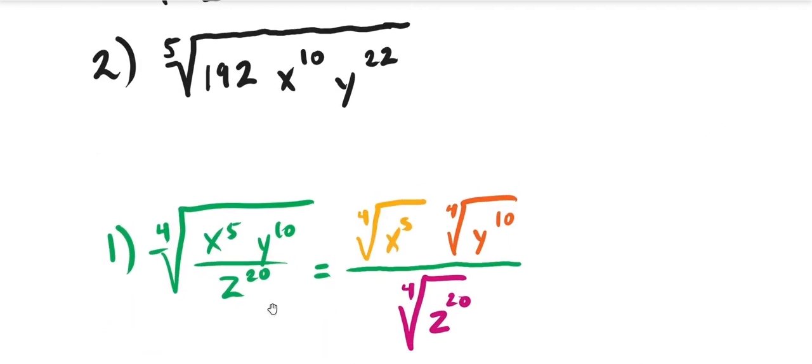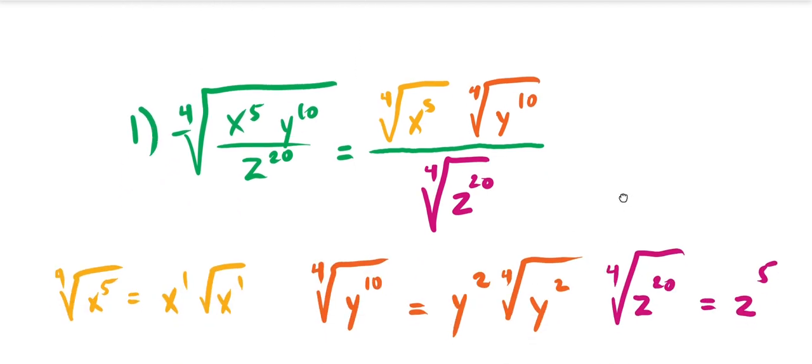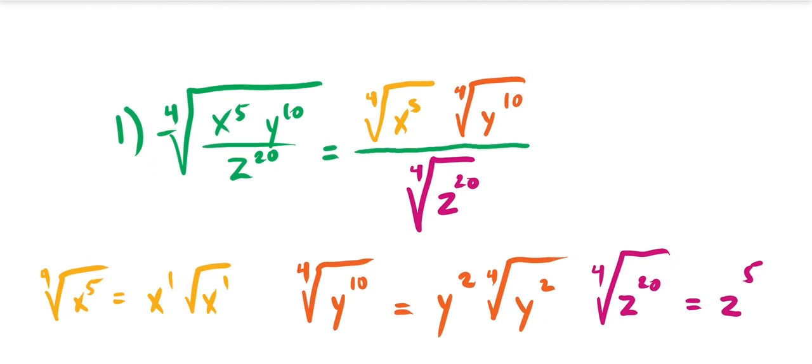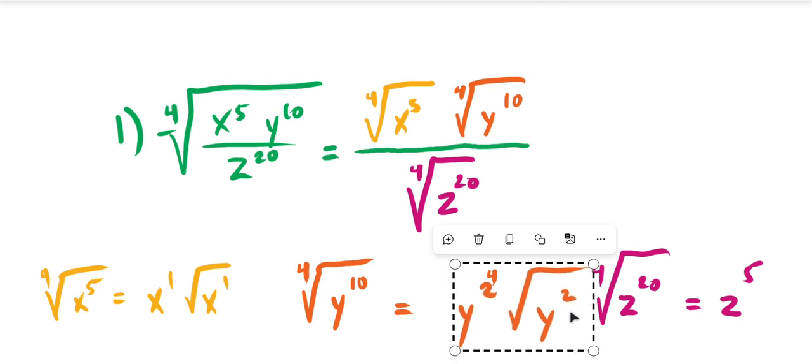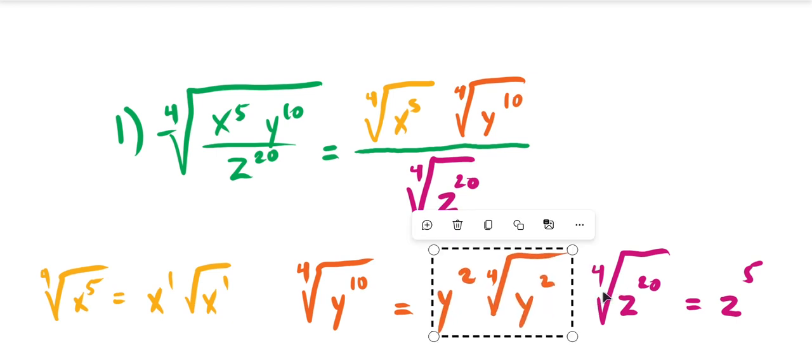So the first thing that I would do in simplifying the first one is to focus on each part separately using the distributive property. We can distribute the 4th root against each term, which I've color-coded for your convenience. And if we simplify them each in turn, 4 goes into 5 one time with a remainder of 1. 4 goes into 10 2 times with a remainder of 2. And 4 goes into 20 5 times evenly.